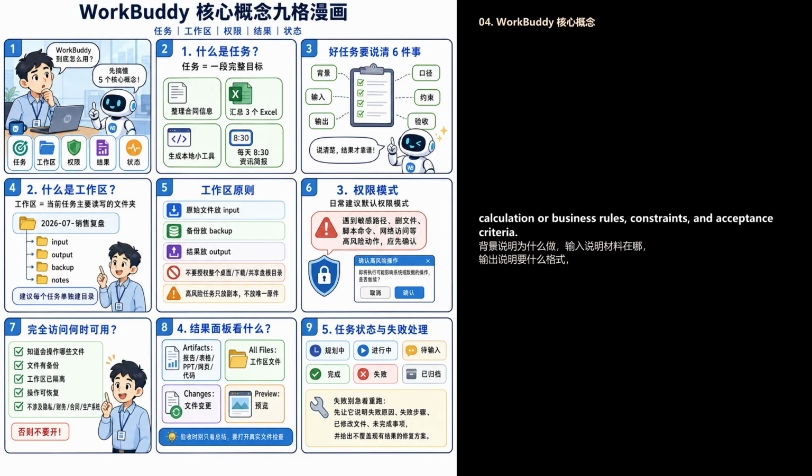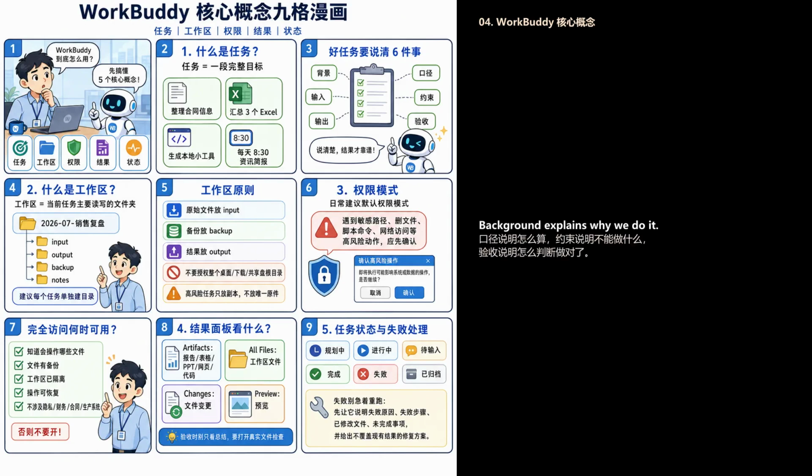Background explains why we do it. Input explains where materials are. Output explains the expected format. Rules explain how to calculate or judge. Constraints explain what must not be done. Acceptance criteria explain how to know whether the task is correct. The second concept is the workspace.